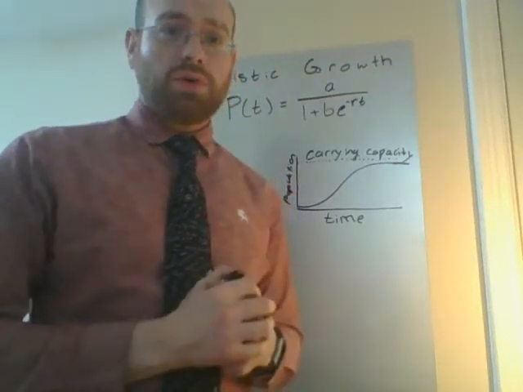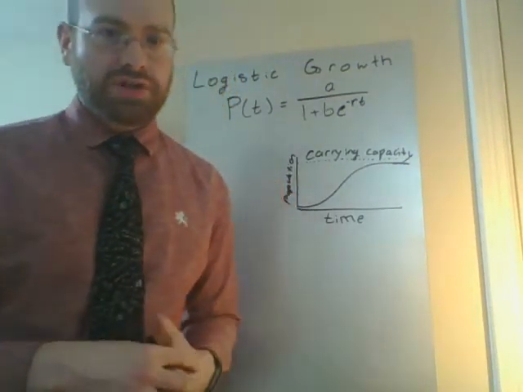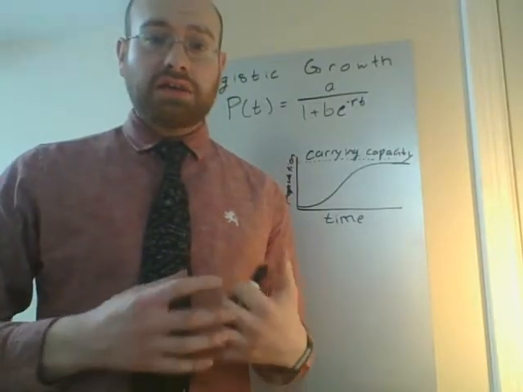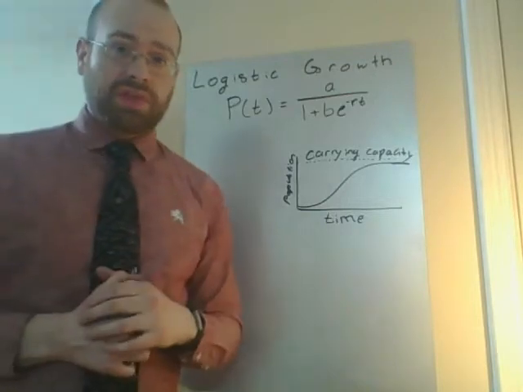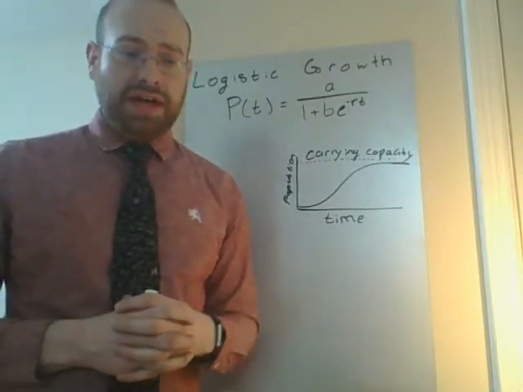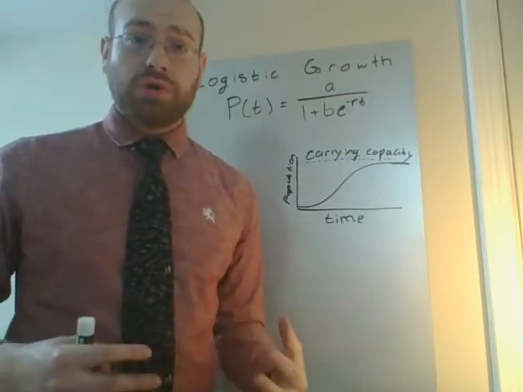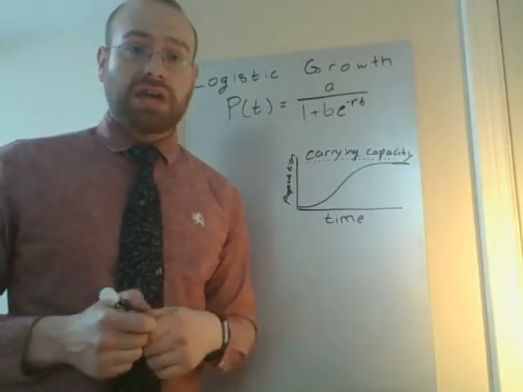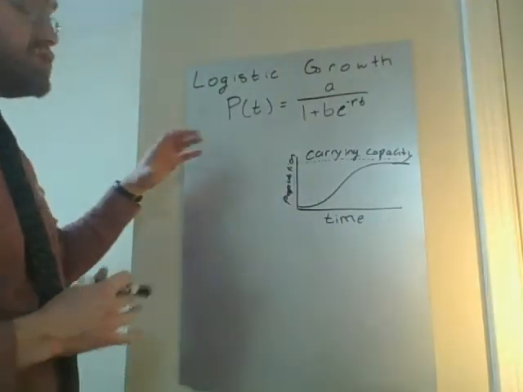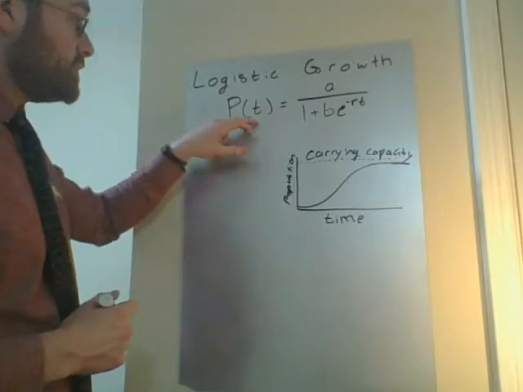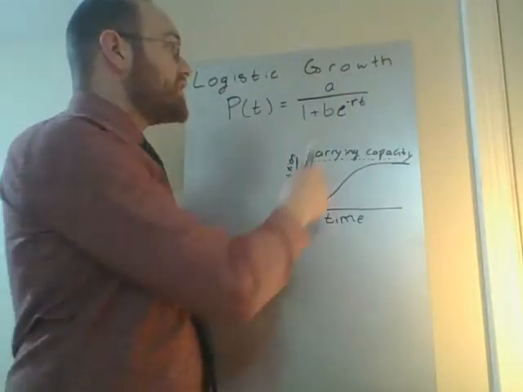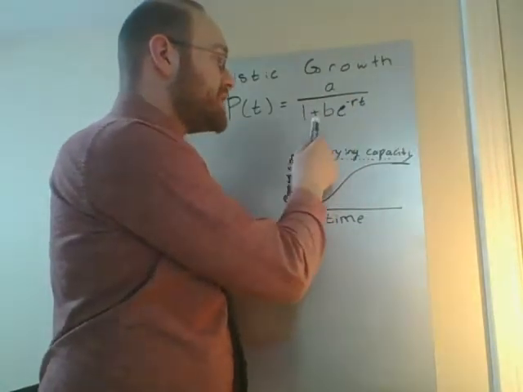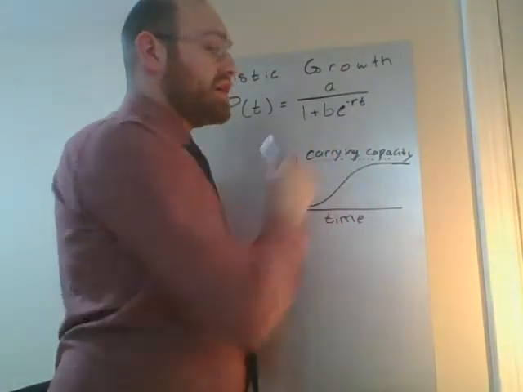Hello, today we are going to look at a very special exponential equation that arises in ecology. And this is the logistic growth equation. This equation allows us to model population growth as a function of time. So the general equation is P of t, the population at time t, is given by A divided by 1 plus B times e to the negative RT.